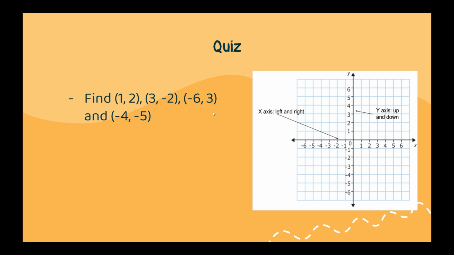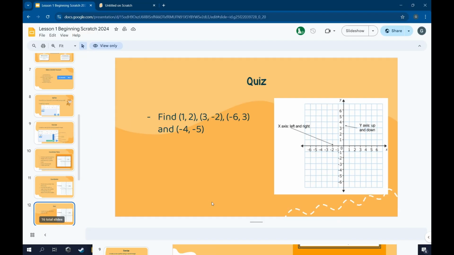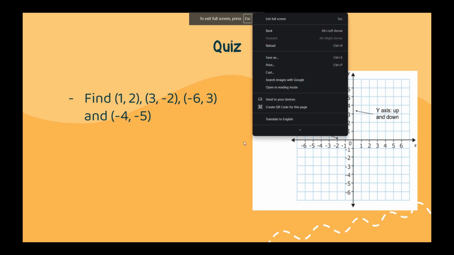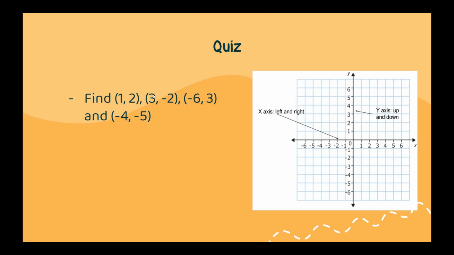All right. So for the first one, 1 is the x value. We know that's about here. Comma 2. That's a little bit up. Let me just make sure you can see this. Okay, perfect. And then 3, comma -2. So 3 and then -2, so we go down. -6, since that's the x value, we go to the left. -6 and then comma 3 here. And then -4, -5, both of them are negative. So -4 is about here, and then -5 down here.